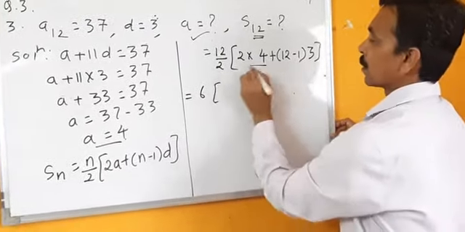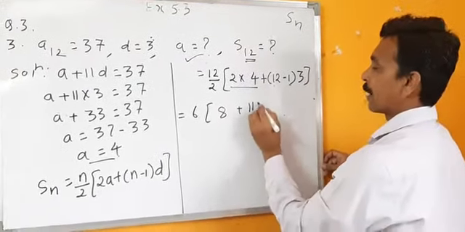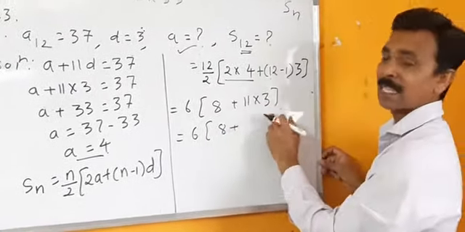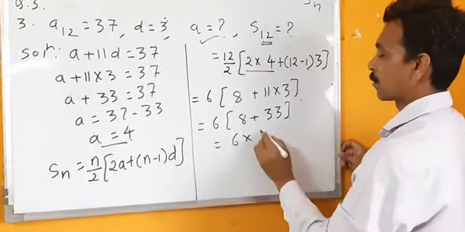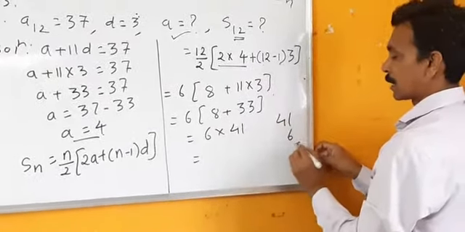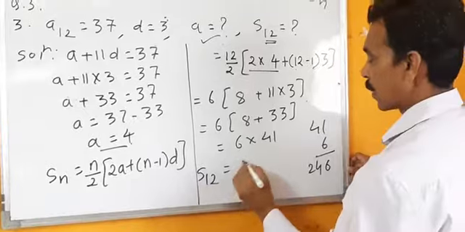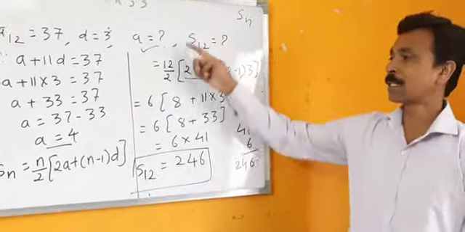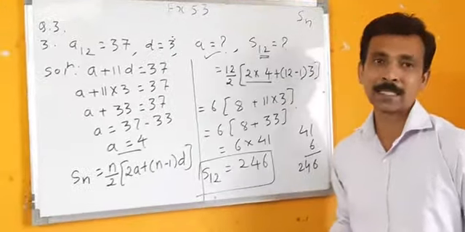6 into 2 4s are 8 plus, what is 12 minus 1? 11 into 3 is equal to 6 into 8 plus 11 3s are 33 is equal to 6 into 33 plus 8, 41. Let's multiply 41 into 6. 6 1s are 6. 6 4s are 24. So value of S12 is 246. So both the values we have found in this equation. A is equal to 4 and value of S12 is 246.